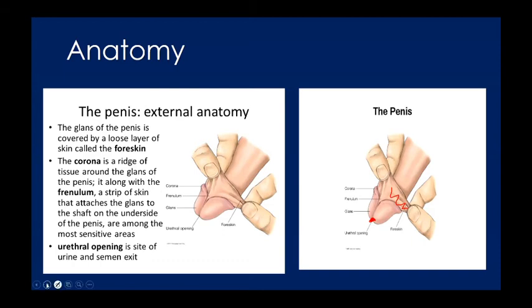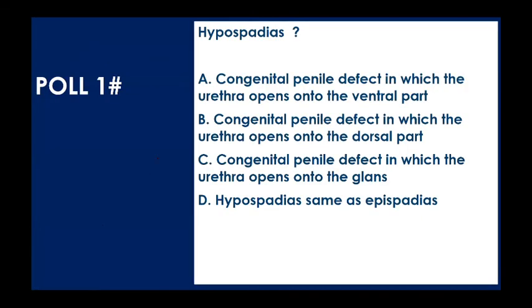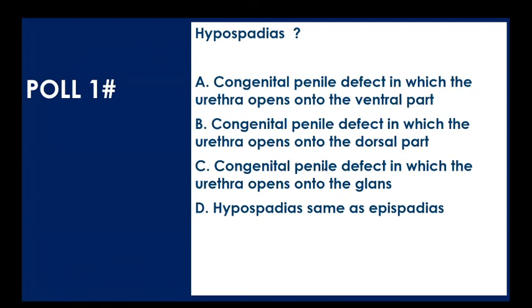Just to remind you. So when we have hypospadias, I will ask you what hypospadias is, and I will share the poll results. What is hypospadias? Hypospadias is a congenital penile anomaly in which the urethral opening is in the ventral or in the dorsal side. What is true of this?